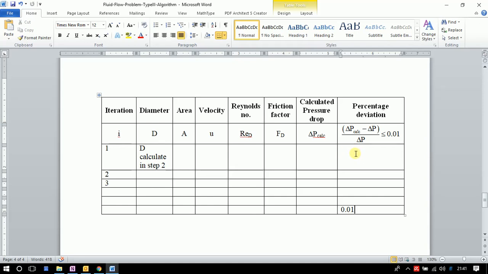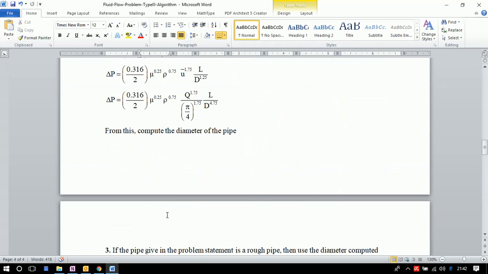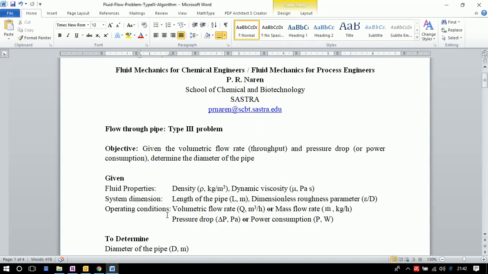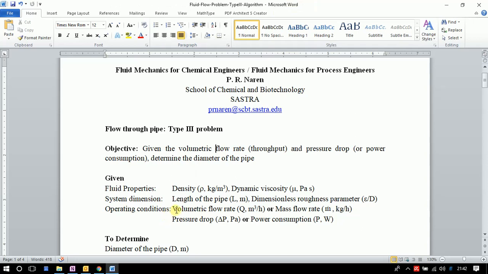If the value is less than 1%, then we arrive at convergence, or otherwise we keep changing the diameter and we do it until this value is less than 1%. And if it reaches less than 1%, whatever is the corresponding diameter that is assumed at that particular iteration is reported as the solution. So I hope this tutorial helps you to solve type 3 problems in flow through pipes, wherein you have to find the diameter for a given volumetric flow rate and pressure drop.